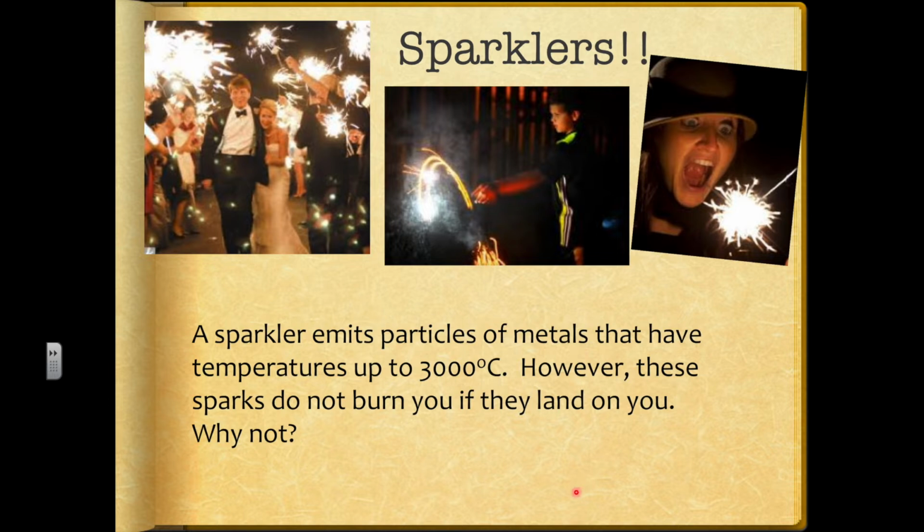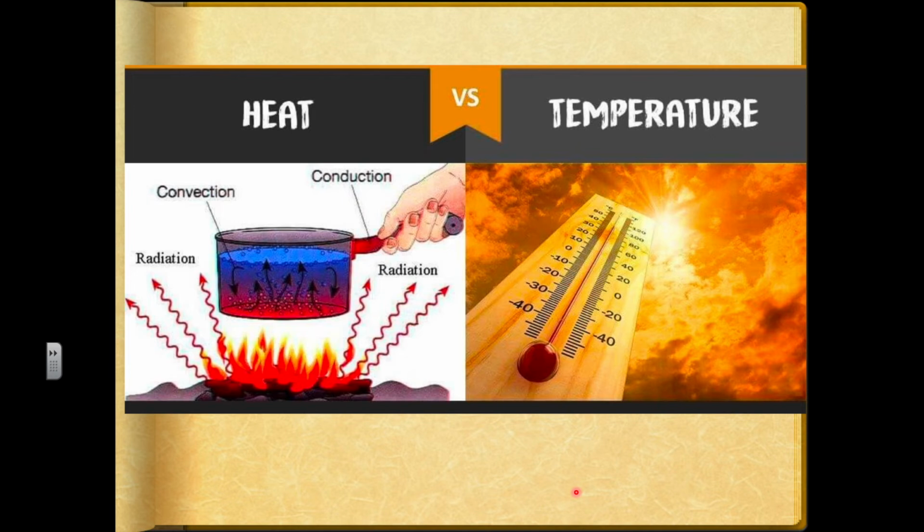So let's start talking about heat transfer. Well, first, think about a sparkler. A sparkler emits particles of metals that have temperatures of up to 3,000 degrees Celsius. So this is like thermite, an extremely hot reaction. However, the sparks don't burn you if they land on you. Why not? Okay. Well, the answer has to do with heat versus temperature. Those sparks don't have very much mass, so they don't have very much heat.